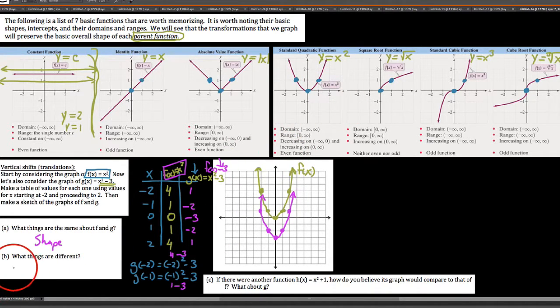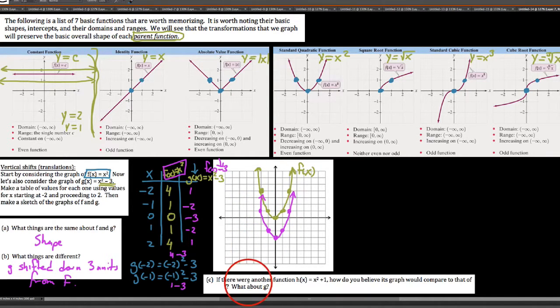But what things are different? I would say g shifted down 3 units from f. I apologize for my handwriting here. So what we got was a transformation that we call a vertical translation, or vertical shift, downward 3 units. Everything here shifts down 3 units.